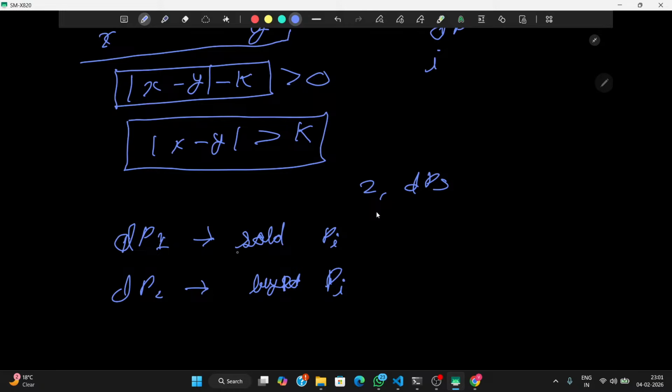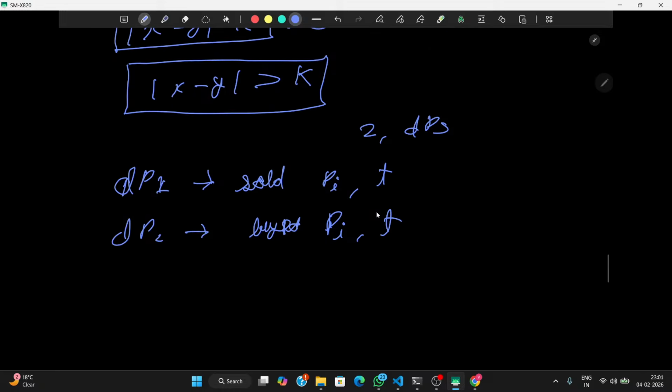Also, we'll store the number of transactions that we have already made, the number of full transactions. That means buying a stock and selling a stock. So the number of full transactions, suppose that is T, the number of full transactions that we have already made, that also we will store in DP1 and DP2.